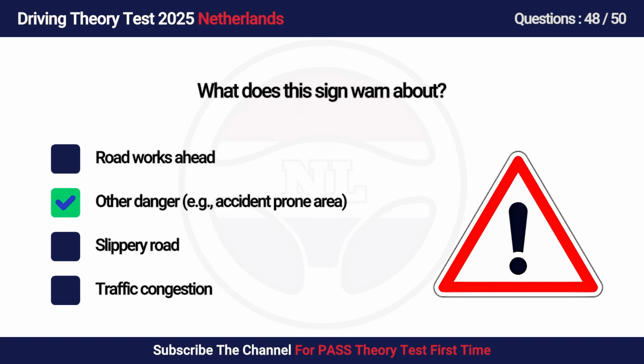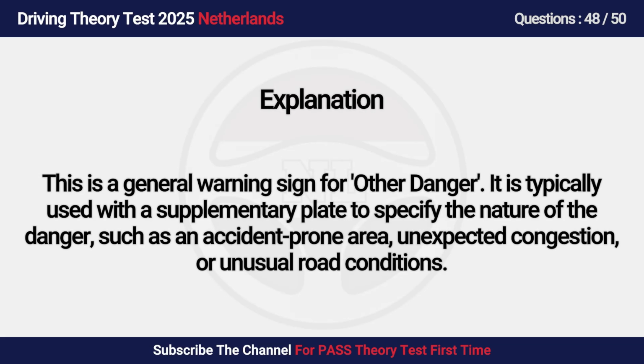Answer is B. Other danger, e.g. accident-prone area. This is a general warning sign for other danger. It is typically used with a supplementary plate to specify the nature of the danger, such as an accident-prone area, unexpected congestion, or unusual road conditions.